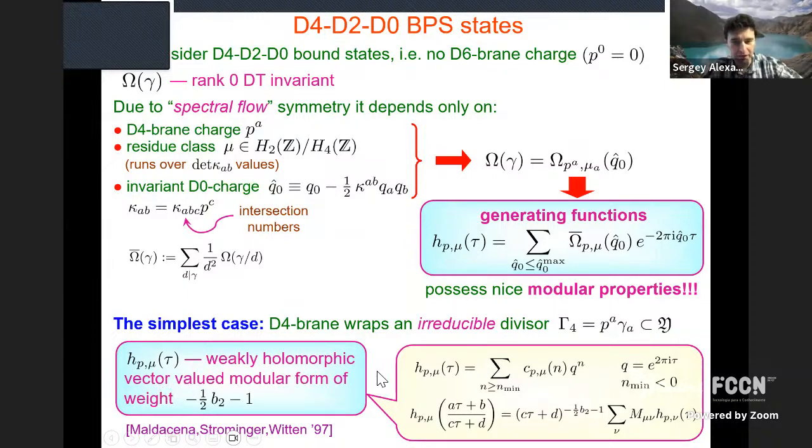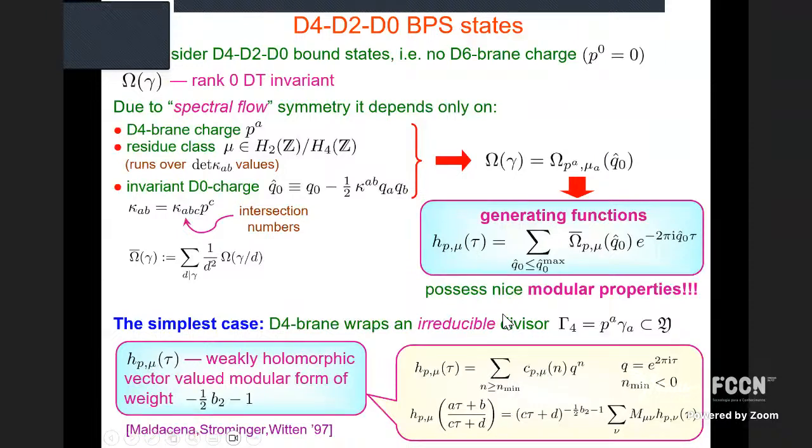And then vector valued just means that we have this vectorial index mu, and modular of this weight means that under the standard modular transformations, we get this standard factor c tau plus d to the power of the weight. And since our function is vector valued, we get a rotated version of this guy, where this matrix M mu is called multiplier system, and it's well known. It's some fixed finite dimensional representation of SL(2,Z).